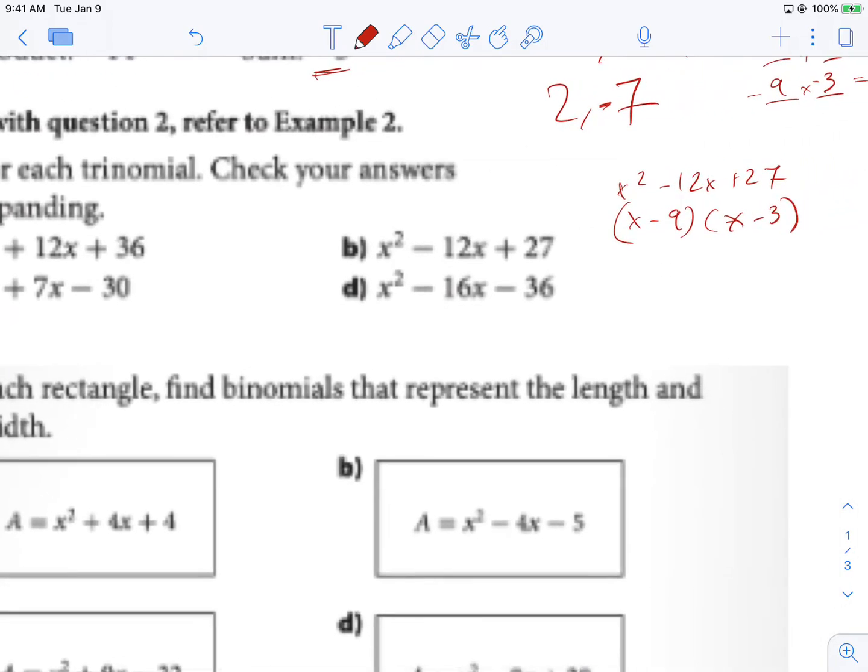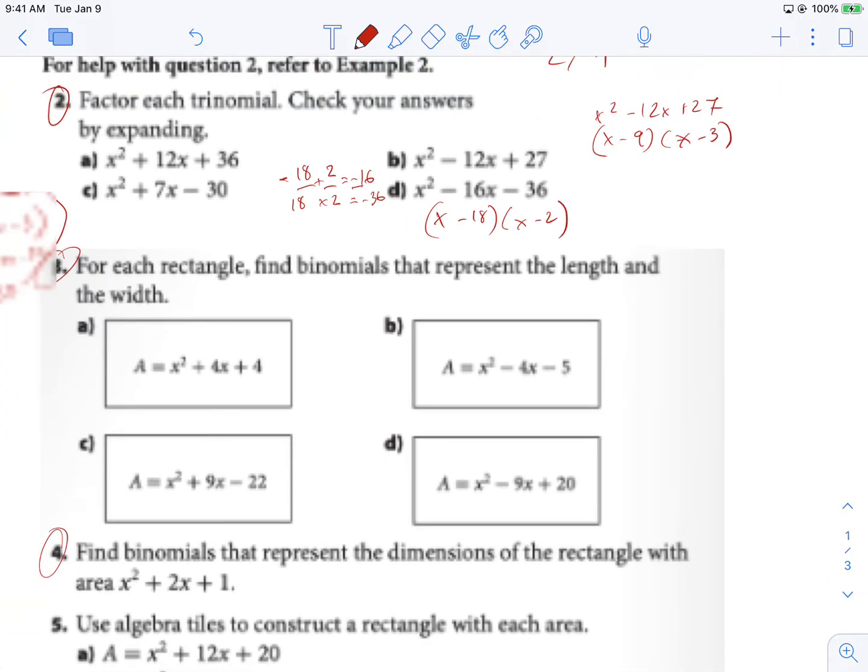Okay, and the next one, we need to find two numbers that add up to negative 16 and multiply to negative 36. Okay, so let's see what we got here. Well, 6 and 6, not going to work, but what about 18 and 2? Well, that looks good. 18 and 2, but we need this to be negative 16, so we've got to make our bigger number negative. So that's it. So we have x minus 18, and the other key number is x minus 2.